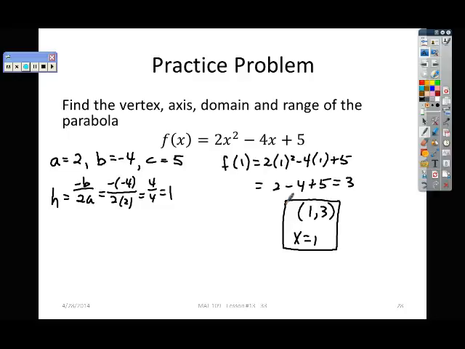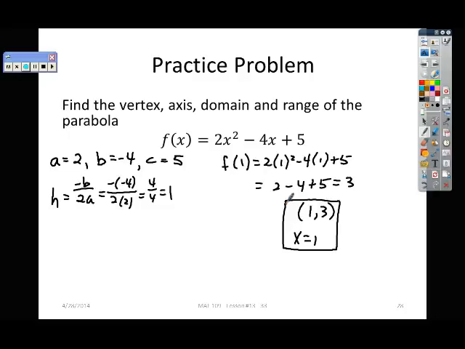Given the standard form, if you're asked to find the vertex, I would use this formula because it's the easiest, the least amount of work. Plug the numbers in, I got h equals 1. Take the 1, substitute it in for x, and that gave me 3, which is the y value. So (1, 3), that's the location of the vertex. What's the axis of symmetry? x equals 1.